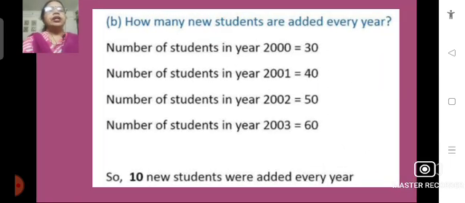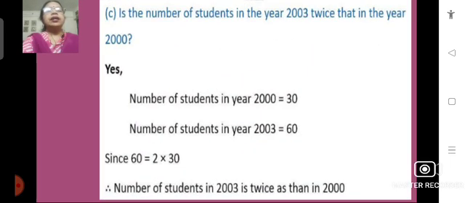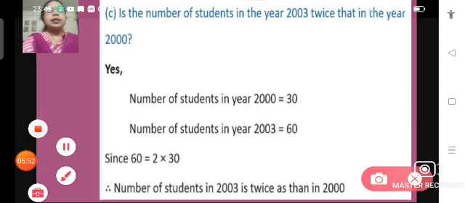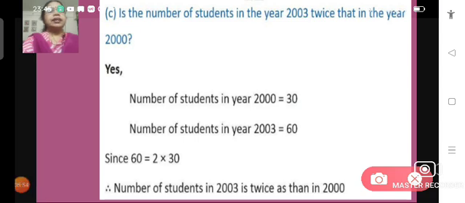Now question C, is the number of students in 2003 twice that in the year 2000? Yes, because the number of students in the year 2000 is 30, whereas the number of students in the year 2003 is 60.